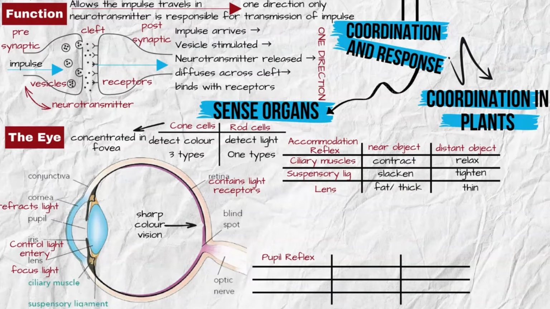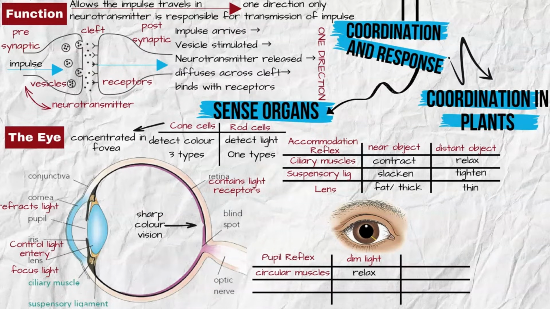This is about how the eye adjusts to different light levels. Let's say you move from a bright room to a dim one. The circular muscles of the iris relax. The radial muscles contract. The pupil dilates to let in more light.